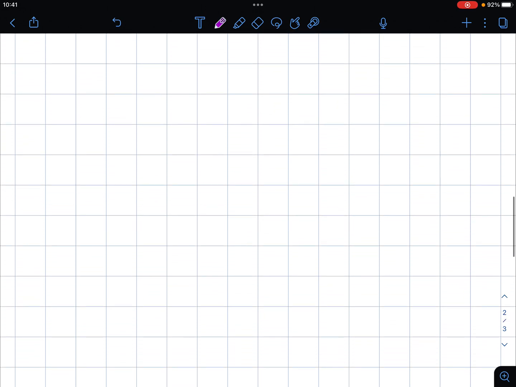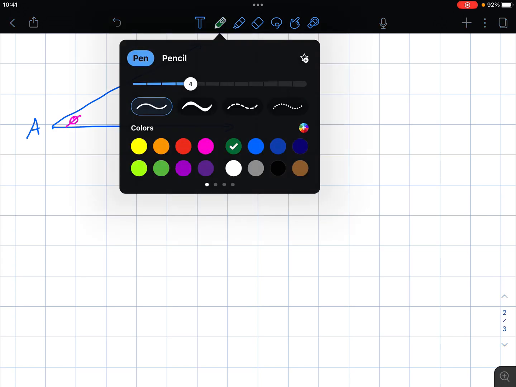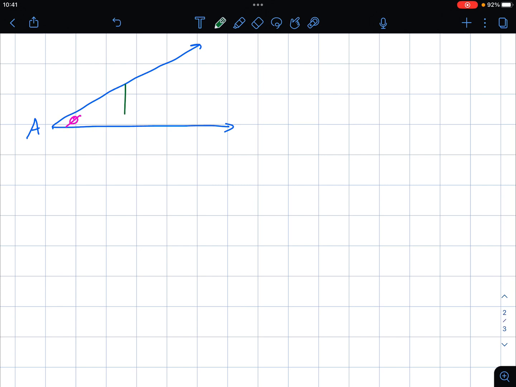Another important idea is if I take some angle, let me just draw a random angle, and let's call this A, and I call angle A theta, and I drop a perpendicular to the initial side of A, and I call this B and C. And then let's say I draw another perpendicular to the initial side, and we call this D and E.